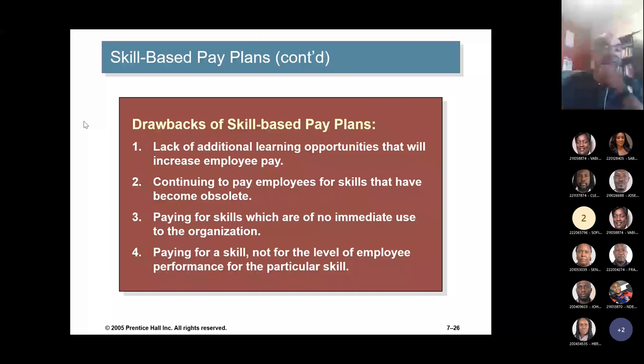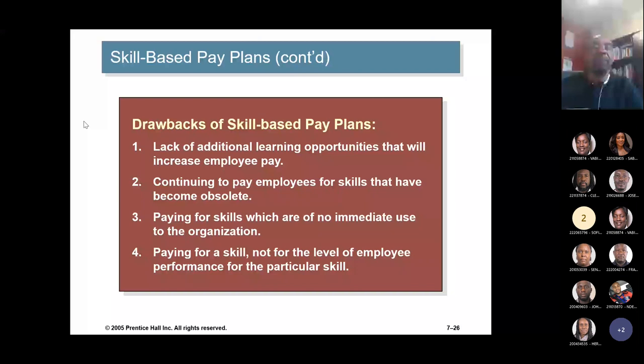Number four, paying for a skill, not for the level of employee performance but for the particular skill. Sometimes you pay for the skills that an employee acquires, not really because the employee is performing. So that is some of the drawbacks of skill-based pay plans.